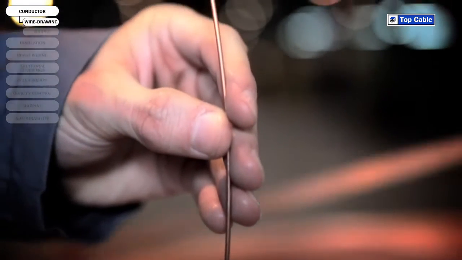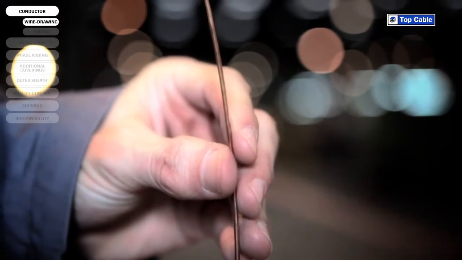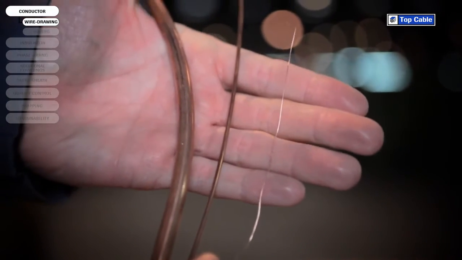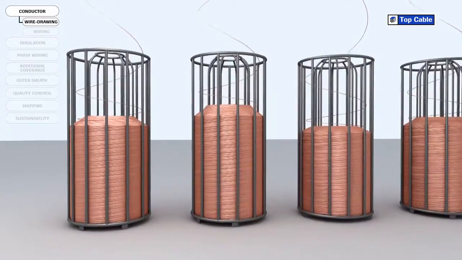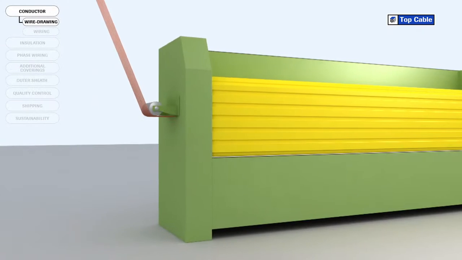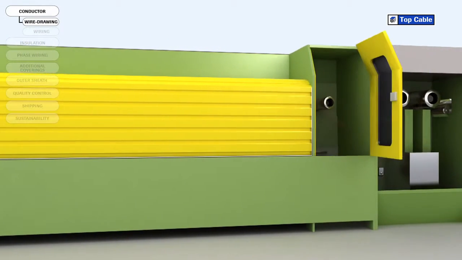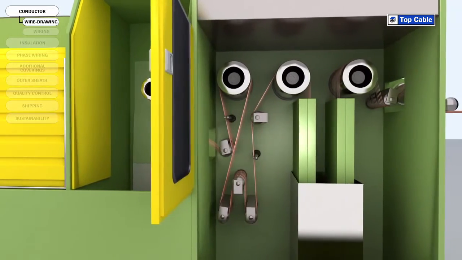This 2 millimeter wire is then drawn further to reduce the diameter of the wire to the size needed for each kind of conductor. In the last stage of wire drawing, all the wires undergo a heat treatment called annealing. The aim of this stage is to increase the ductility and conductivity of the copper.